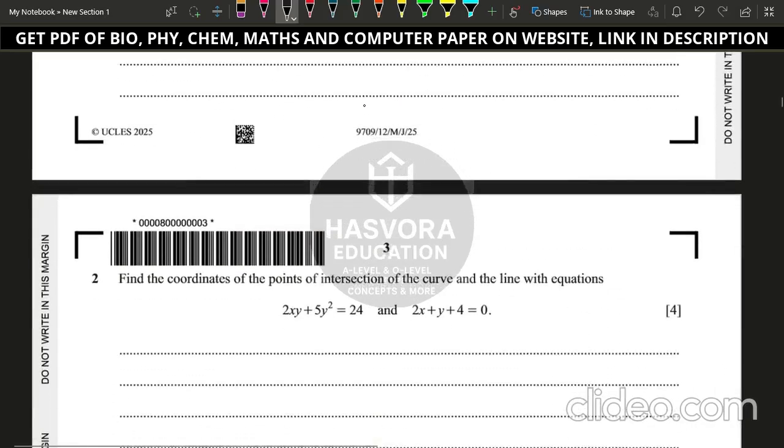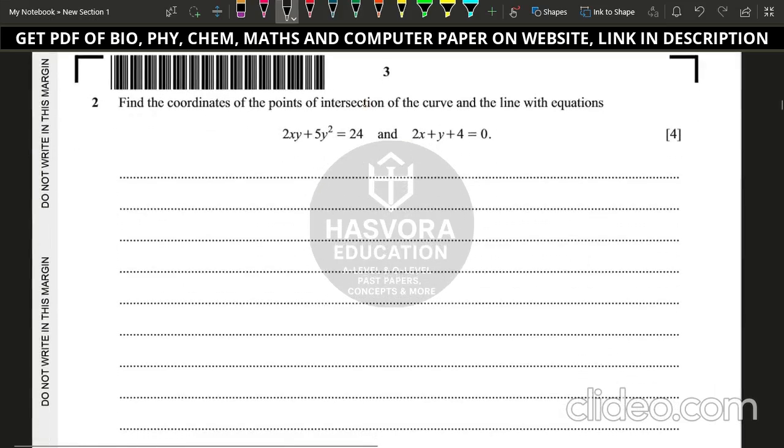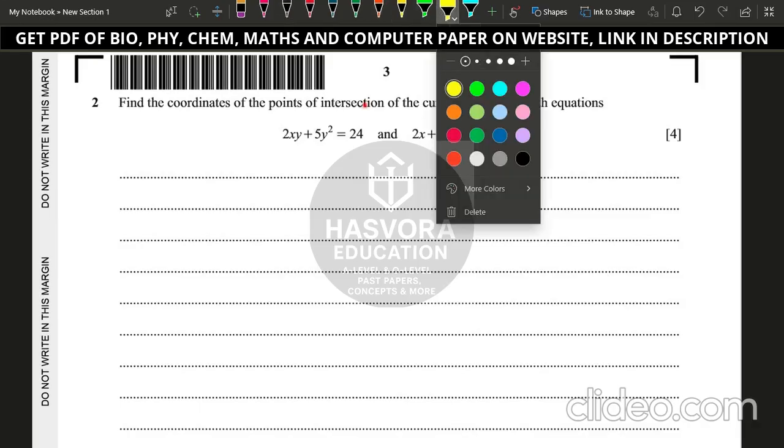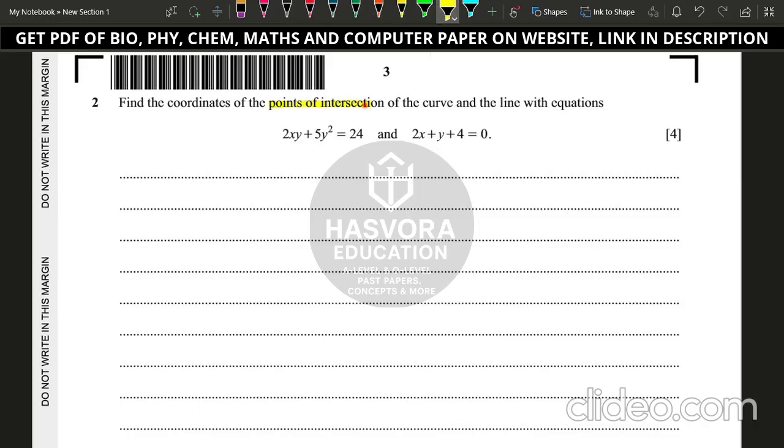Okay, now let's move on to question number 2. Question number 2 says, find the coordinates of the point of intersection of the curve and the line with the equations. So this is your line equation and this is your curve equation. If you are finding the points of intersection, you should equate both of them. Either you should substitute them, or if you can, then you should equate them. So you will get the coordinates of the point of intersection. First of all, you will get one of the coordinates, like y or x, and then you will put them into the respective equations to find their x or y coordinate.